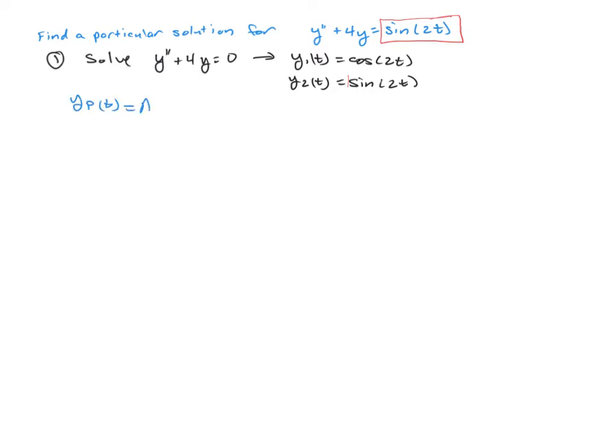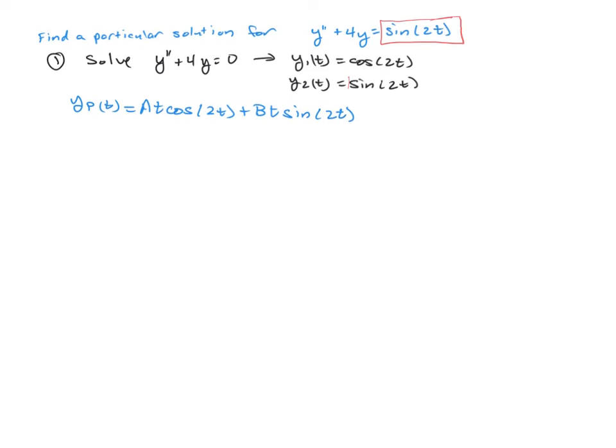as a times t cosine of 2t plus b times t sine of 2t. It's very important to note that you have to make sure you put the t in front of both of the functions in your particular solution and not just the one that's repeated. So again, we have an at and a bt with our sine and cosine.